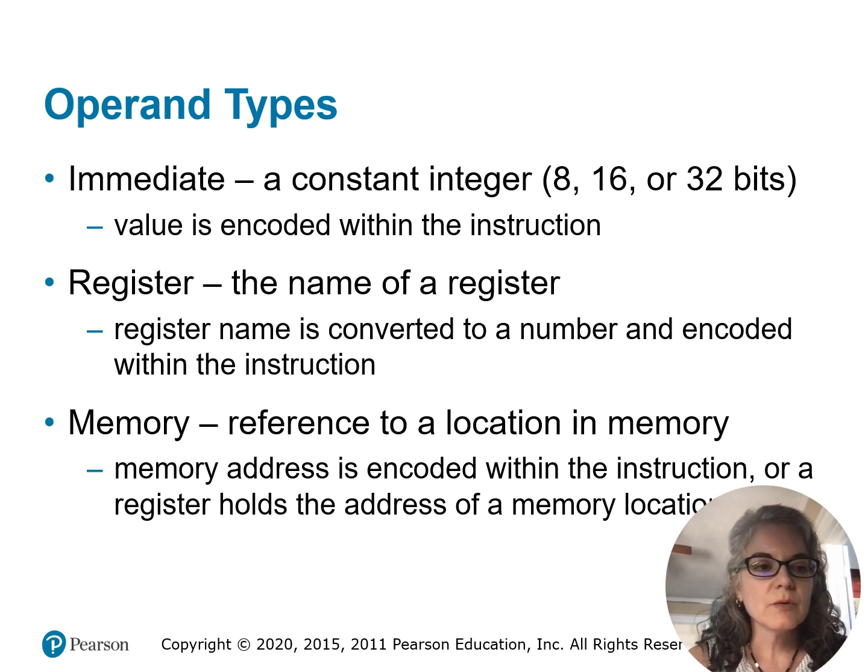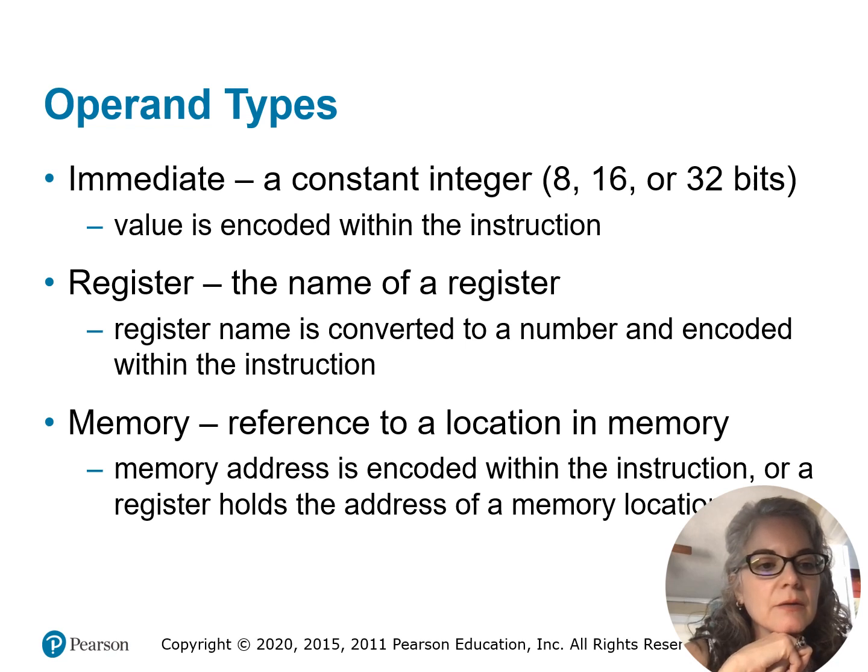So as far as operand types, we have immediate operands, and this would be a constant integer, and these constants would just be encoded with the instructions. So they're not saved in a memory location, they're not in a register. It's just a number 5 and the number 10, etc.